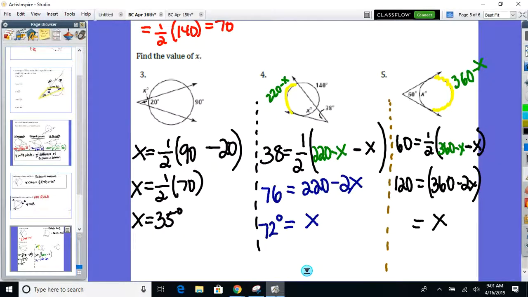Ten when you're ready. Okay, we'll wait. What is it? 120. Can I get a confirmation there?